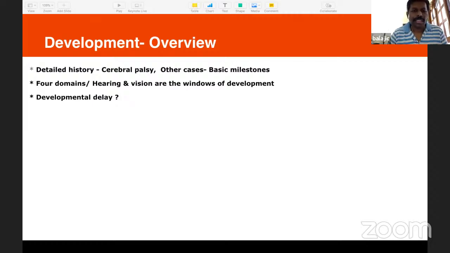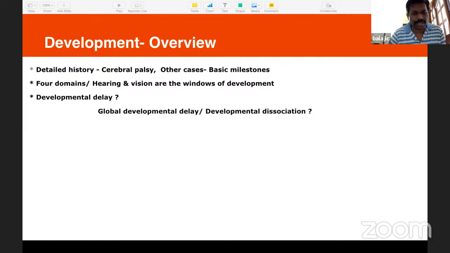And finally, the interpretation is important. There is no point in telling that head control came at this time, and the child was having a social smile at this time. It's irrelevant unless you give your interpretation. Finally, your interpretation will be: is there a developmental delay? That is a very important question which you need to answer after all the history taking. Is there a developmental delay?